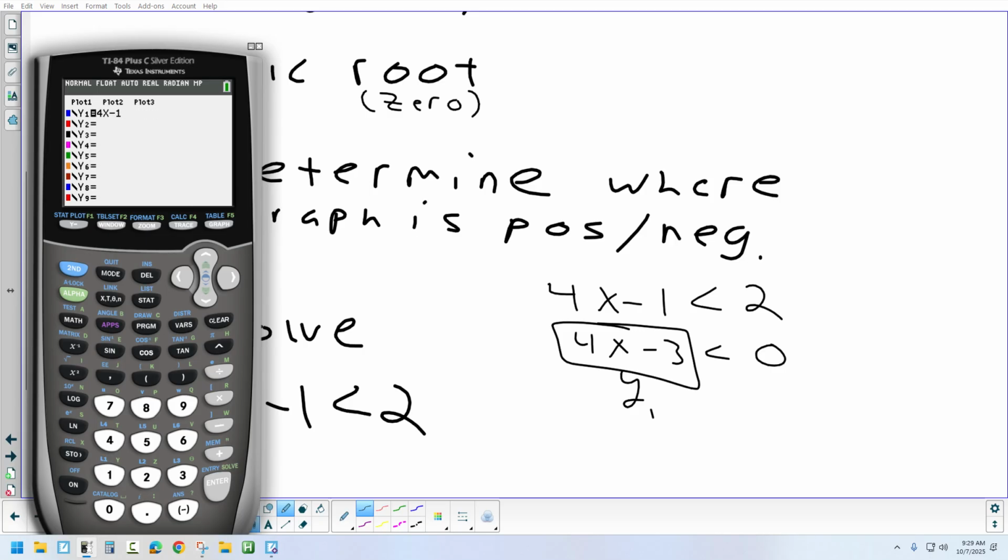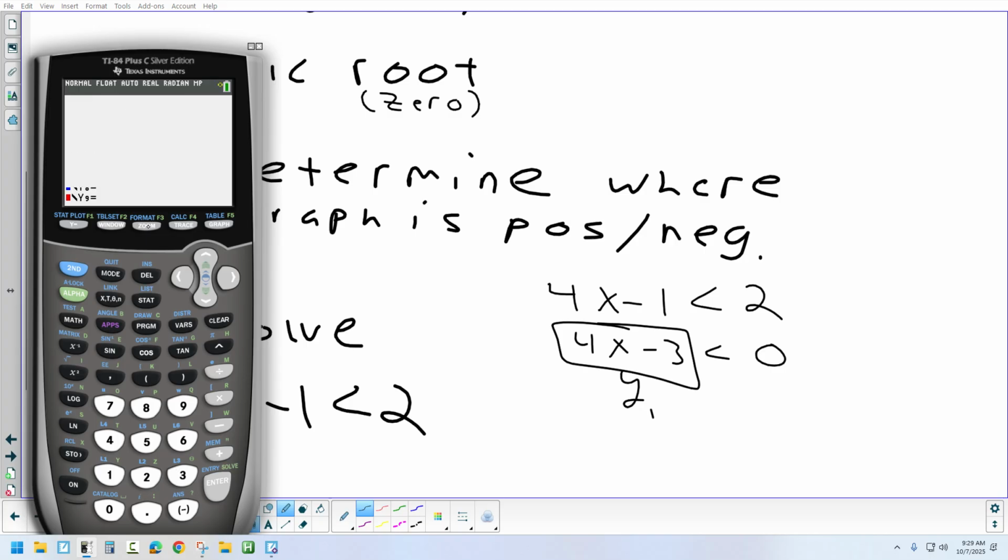And we're going to be looking for one of two things. We're either going to be looking for where 4x minus 3 is above 0 or where it's below 0. In this case, we're looking for where it is below 0. Yeah. 4x minus 3 or 4x minus 3? 4x minus 3. Yeah.